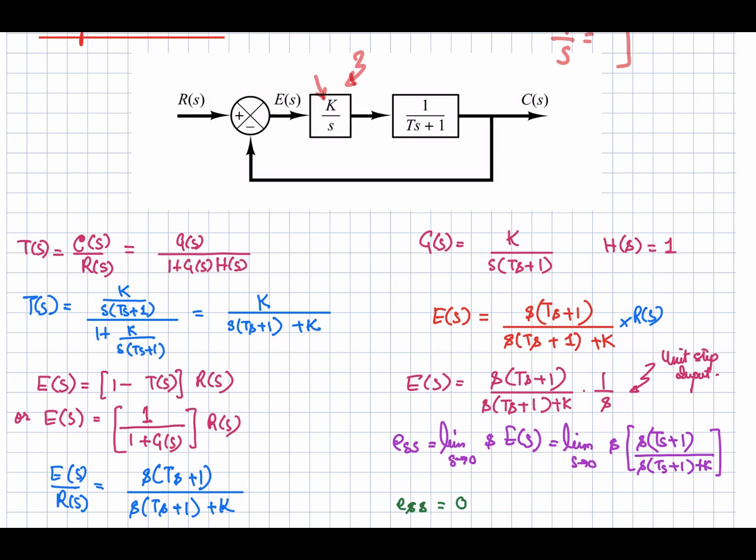Now calculating the steady state error. So steady state error is calculated with the help of this equation. So applying the limit as s approaches 0, s into E(s), and taking this E(s) from here, the s and s will be cancelled out. So limit s approaching 0, s into E(s). So E(s) is basically this one. So let's write it over here, 1 over s. So this s and this s will be cancelled out.